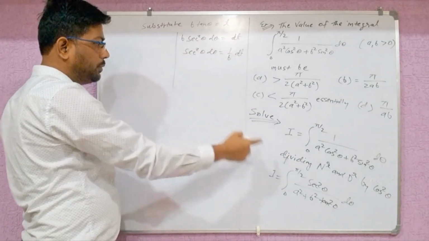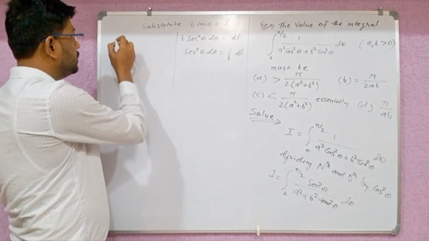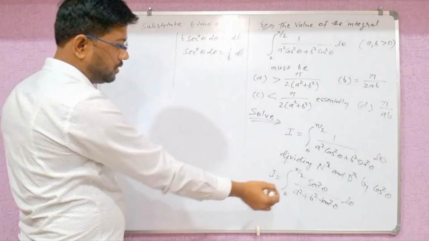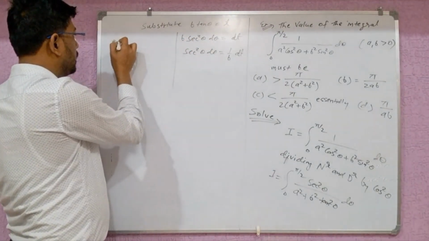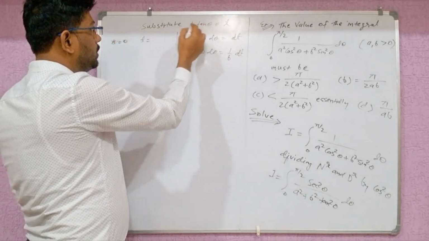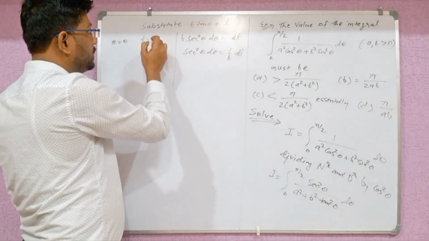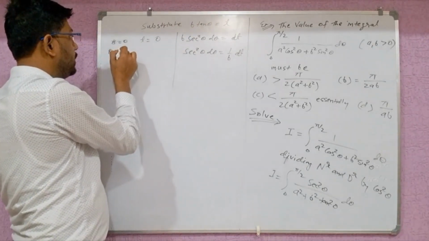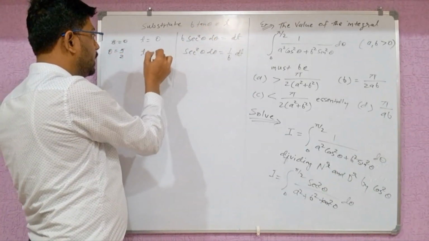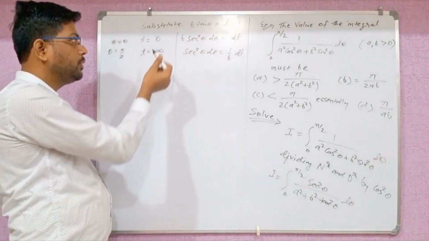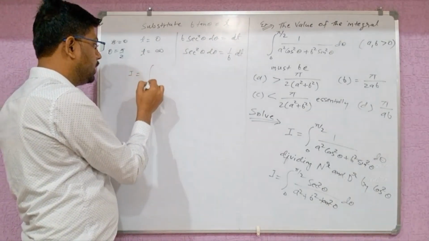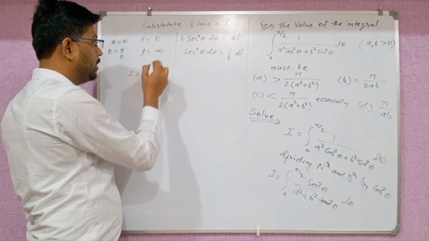What about the limits? For theta is equal to 0, t will be tan 0, so tan 0 means 0. And for theta is equal to pi by 2, t will be infinite. So the limit 0 to pi by 2 will become 0 to infinite. So I can be written as I is equal to integration 0 to infinite.